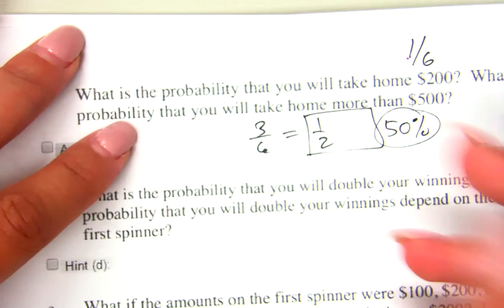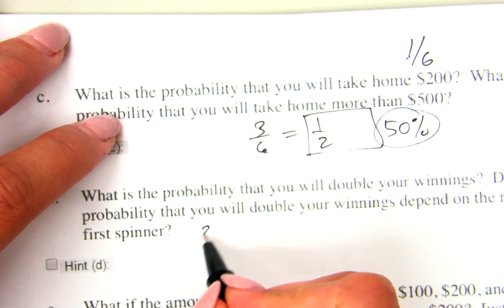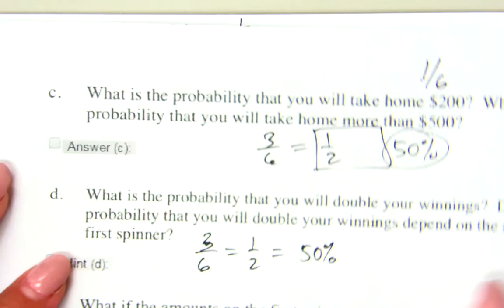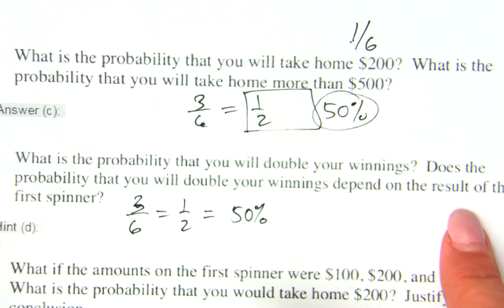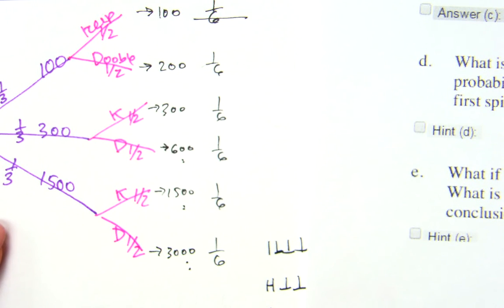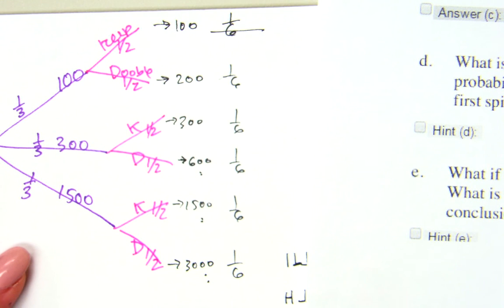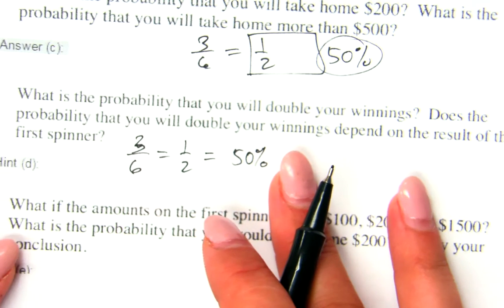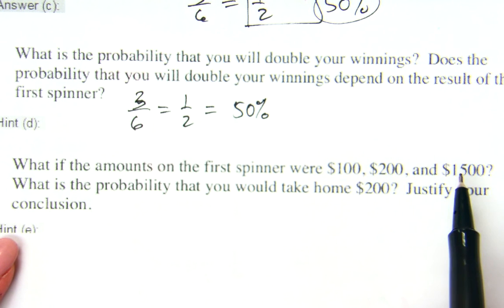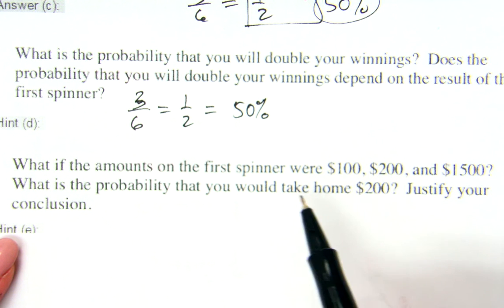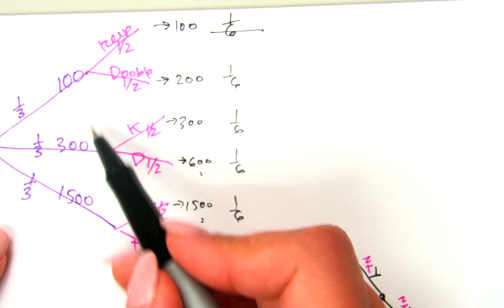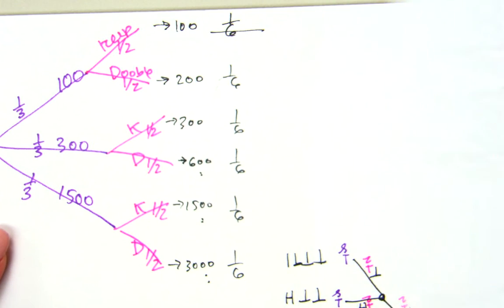And again, that would be 3 out of 6, or better known as 1/2, or better known as 50% of the time. Okay, and then does the probability that you would double your winnings depend on the result of the first spinner? No, not really. It depends on the second spinner, not really the first spinner. Okay, and then what if the amounts on the first spinner were 100, 200, and 1,500? What is the probability that you will take home $200? Justify your conclusion.